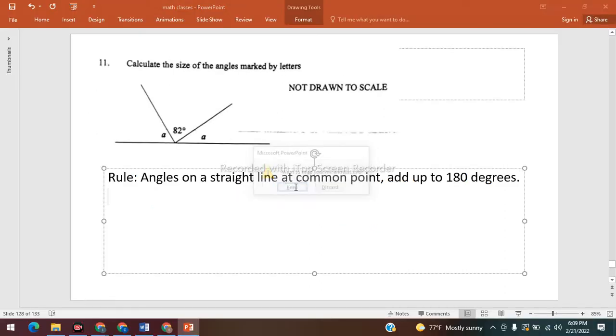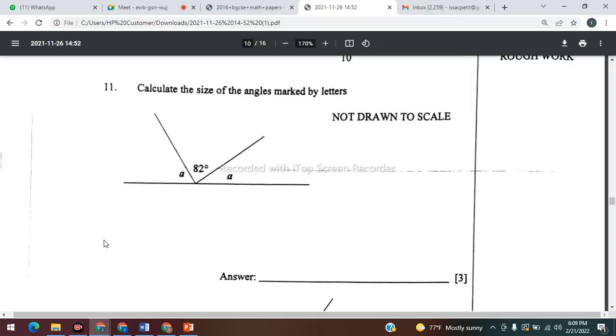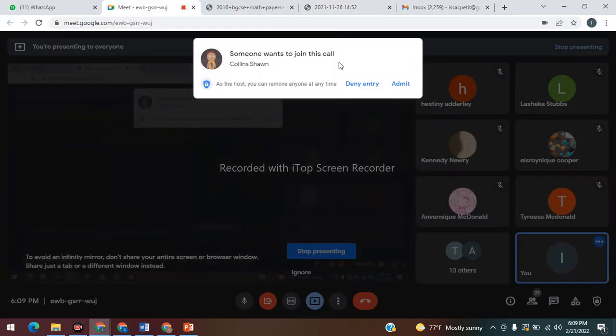Now, let me allow these persons who are asking to join to enter the class. We can't keep them out.